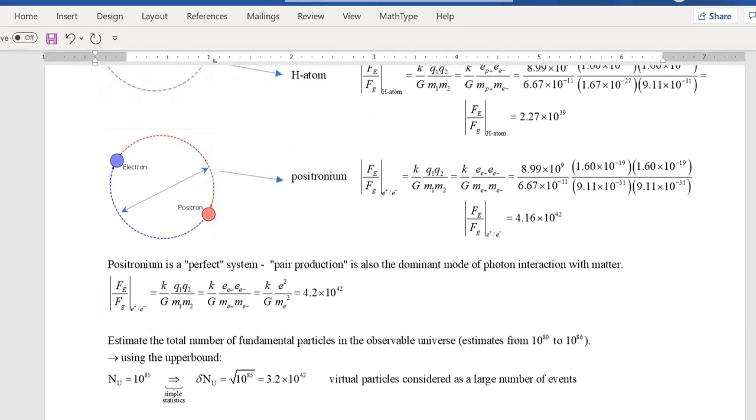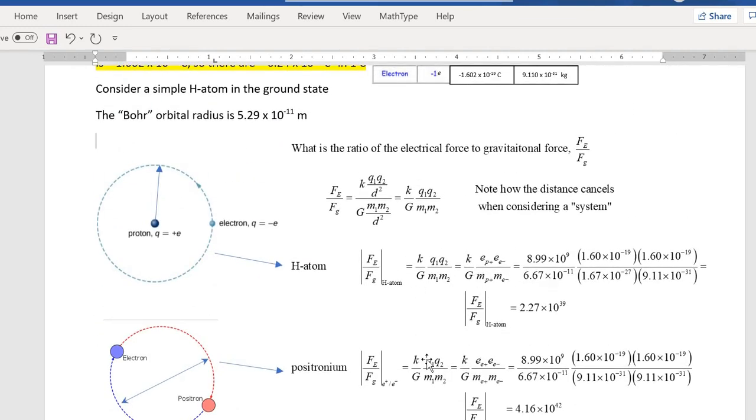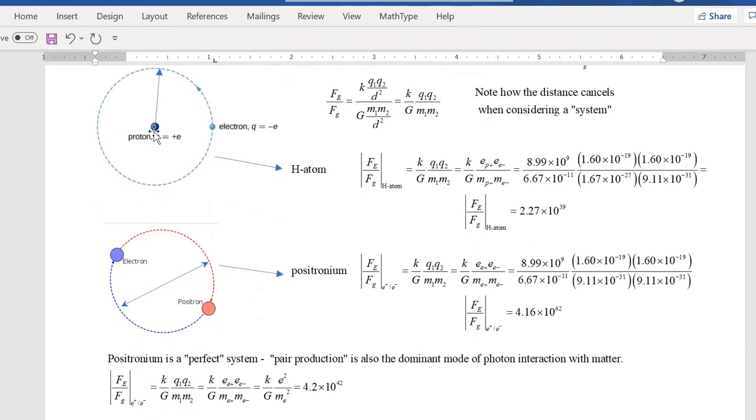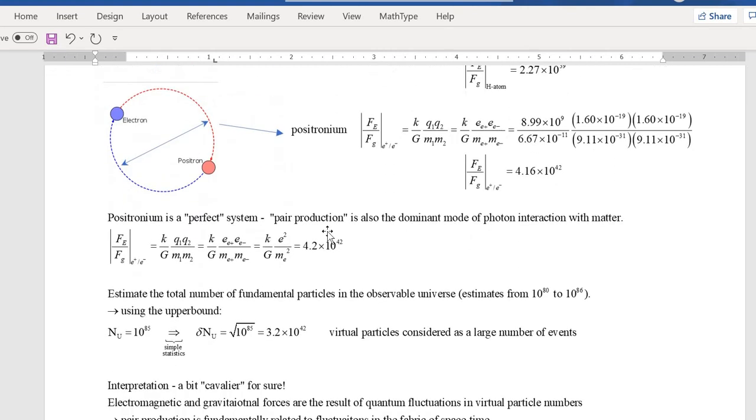Anyway, I hope you enjoyed this lecture. You'll be using these calculations to do some homework problems. And note that when you consider a system like 2 electrons or 2 protons, the distance will cancel. That makes life nice. These 2 D's cancel. So all you're left with, for a perfect system of 2 electrons or 2 protons, is K over G, the ratio of the charge squared to mass squared. Of course, if you're talking about protons, this would be the mass of the proton, not the mass of the electron.